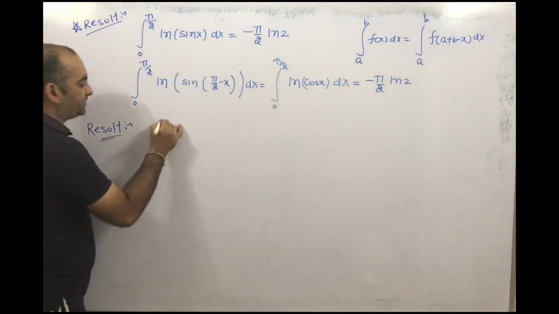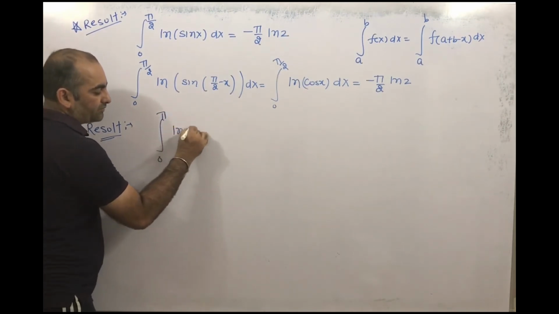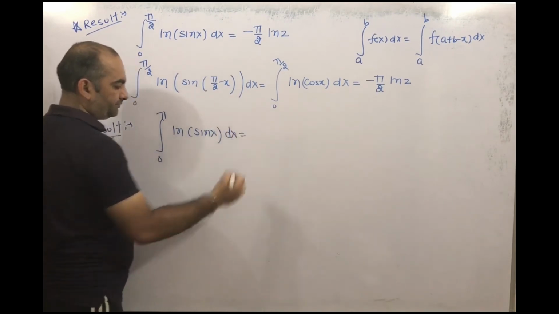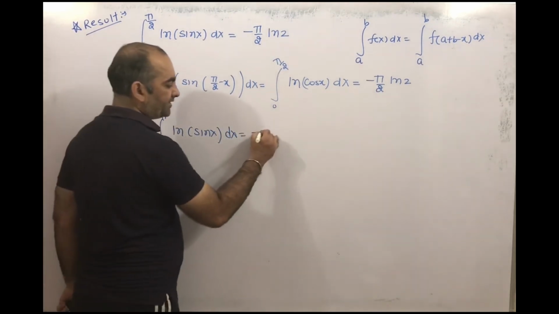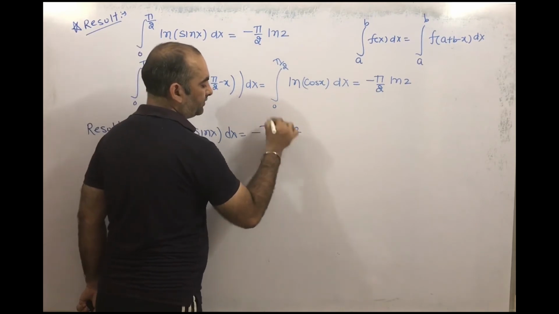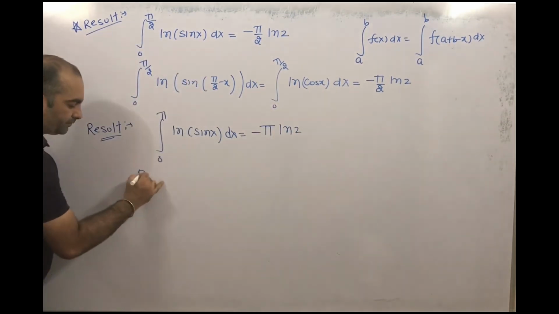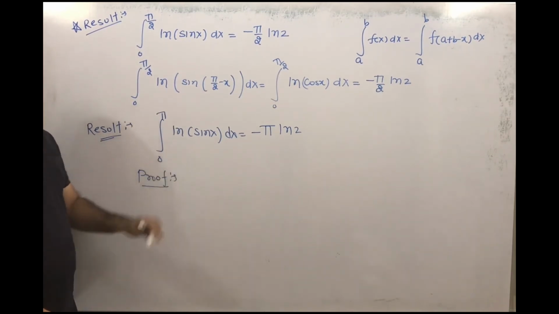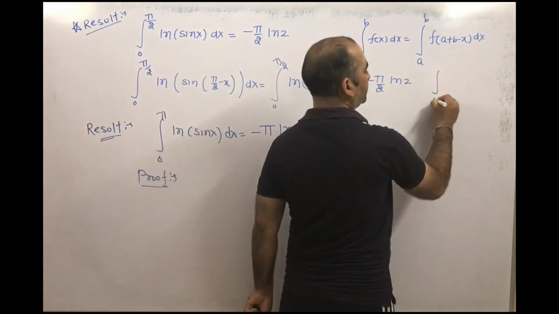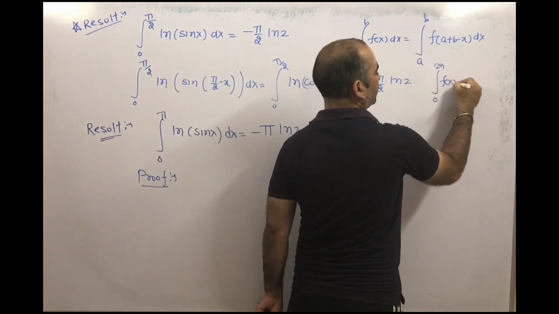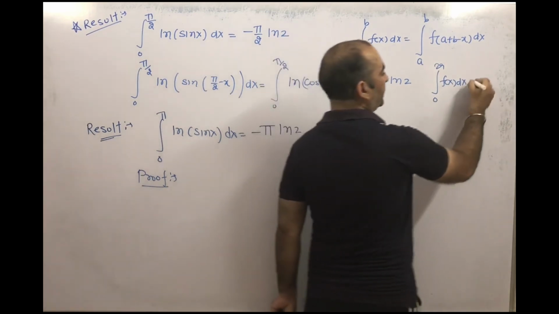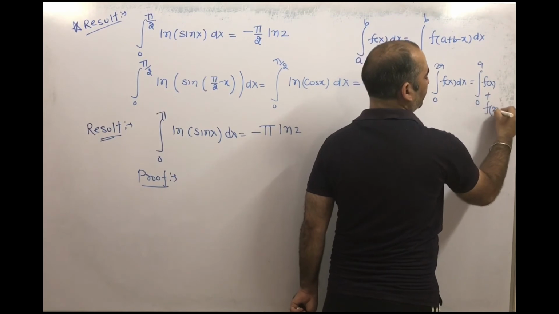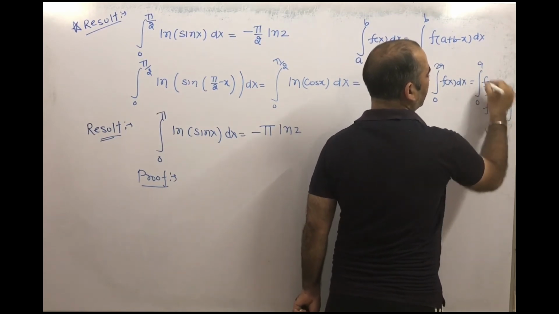Next result is, if I have integration 0 to pi ln of sin x dx, this value will be minus pi ln 2. Now we will discuss the proof. Here we are using the property: integration 0 to 2a f(x) dx can be written as integration 0 to a of f(x) plus f(2a minus x) dx.